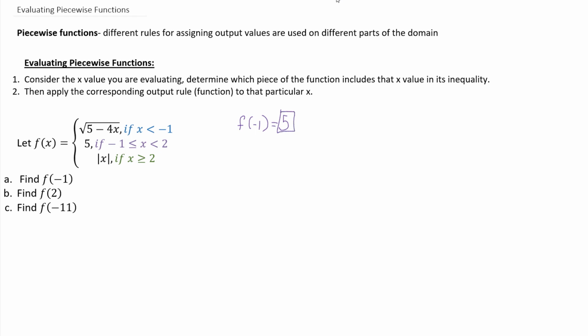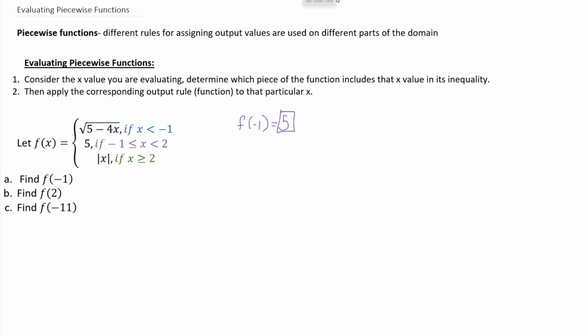If we look at the next part, part B, we have f of 2. Well, which of the three pieces allows x to be 2? And you can see that the third piece says x is allowed to be greater than or equal to 2. So it can be equal to 2, and that's the only piece. So that's the function we would be evaluating at.